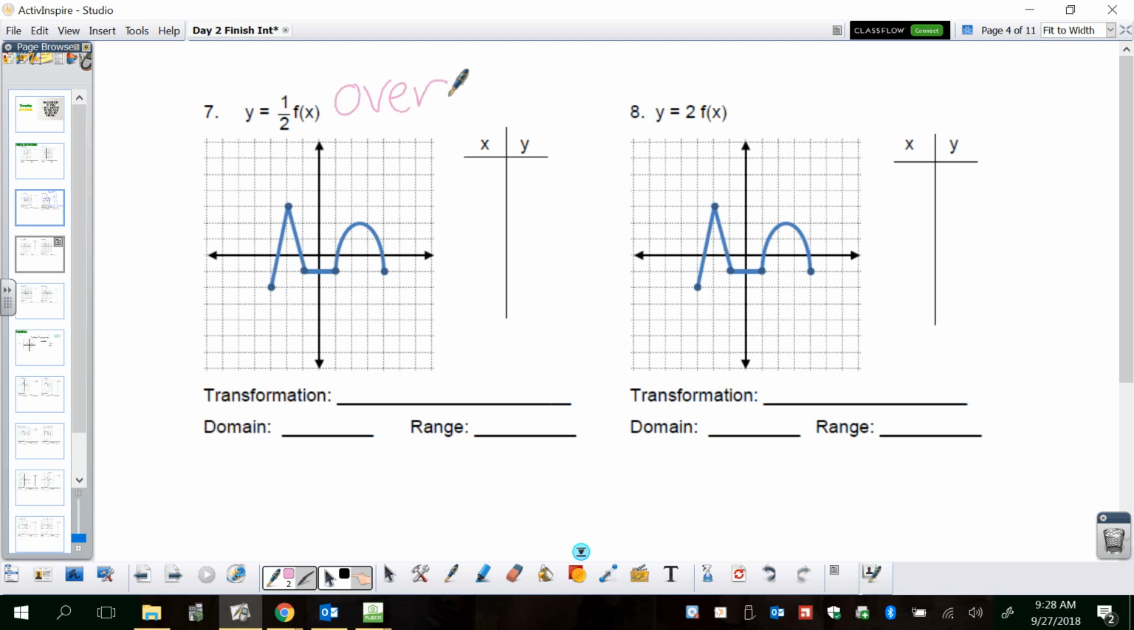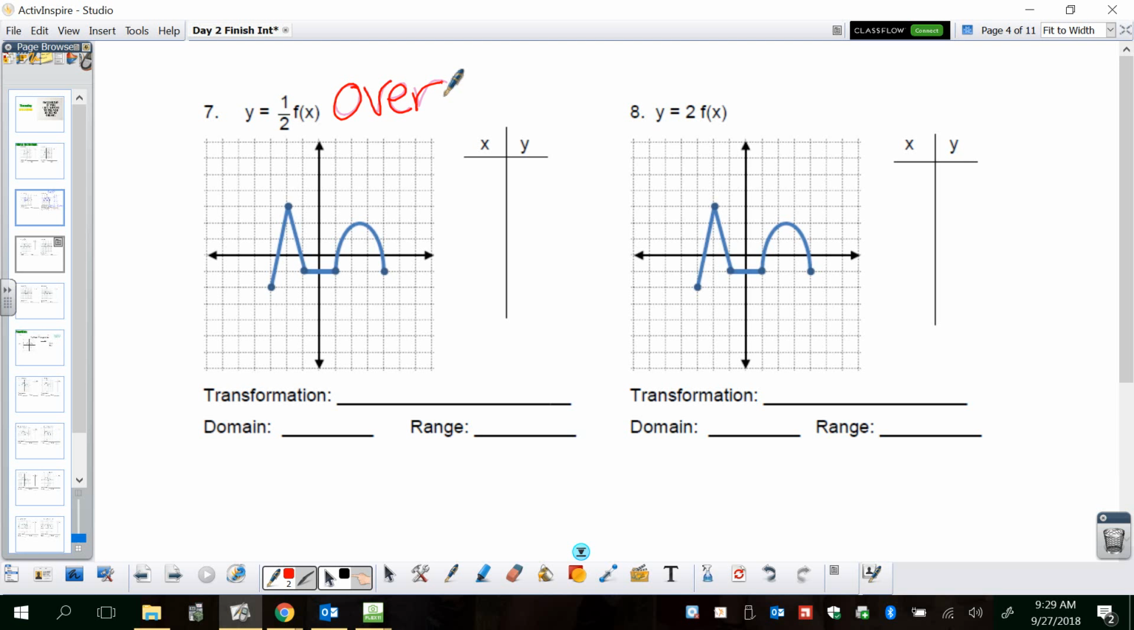I'm going to pick a better color. This is an over change. Okay? That means it's a vertical change. Okay? And the words we used yesterday were compression or expansion, right? Do you think this is a vertical expansion or vertical compression when we're multiplied by a half? It's going to be compression. So it's going to be shorter by a half.